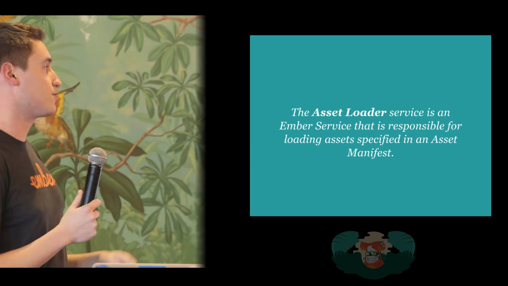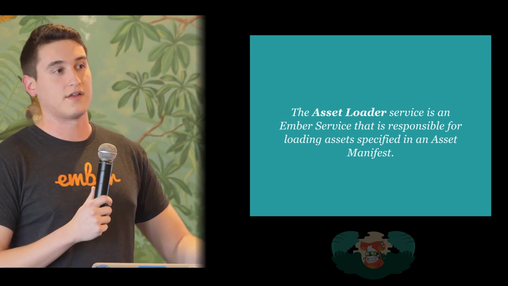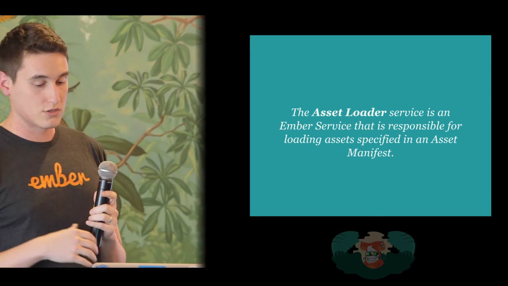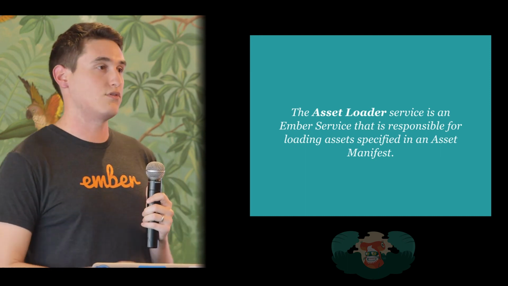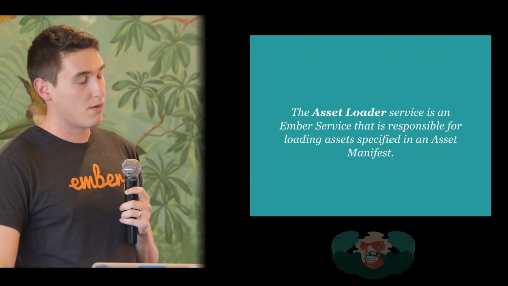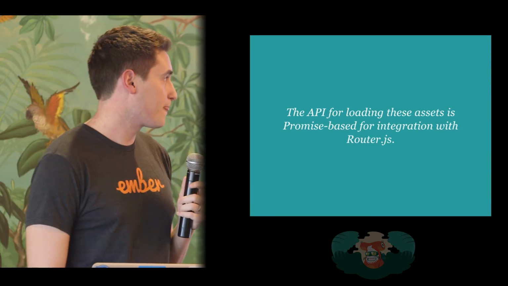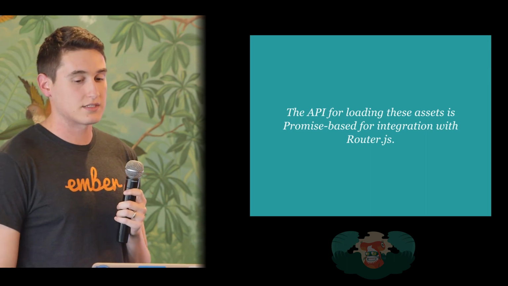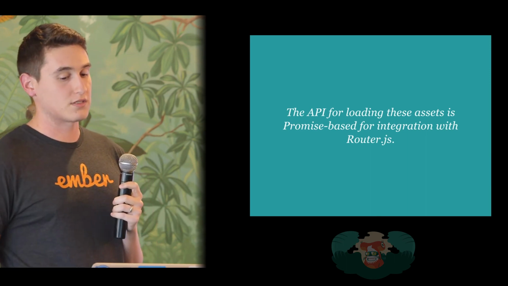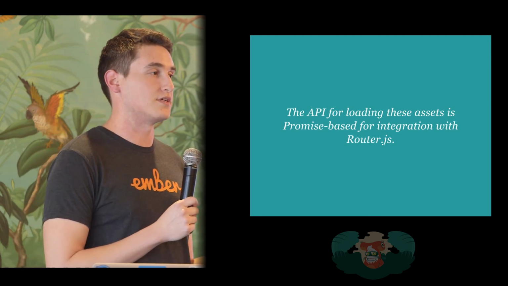So the Asset Loader service is an Ember service that is responsible for loading assets specified in an asset manifest. So it's specifically designed to handle loading assets from a manifest. But it also explicitly defines one use case in particular. And so the API for loading these assets is promise-based for integration with Router.js. So this is a specific concern of lazy engines.